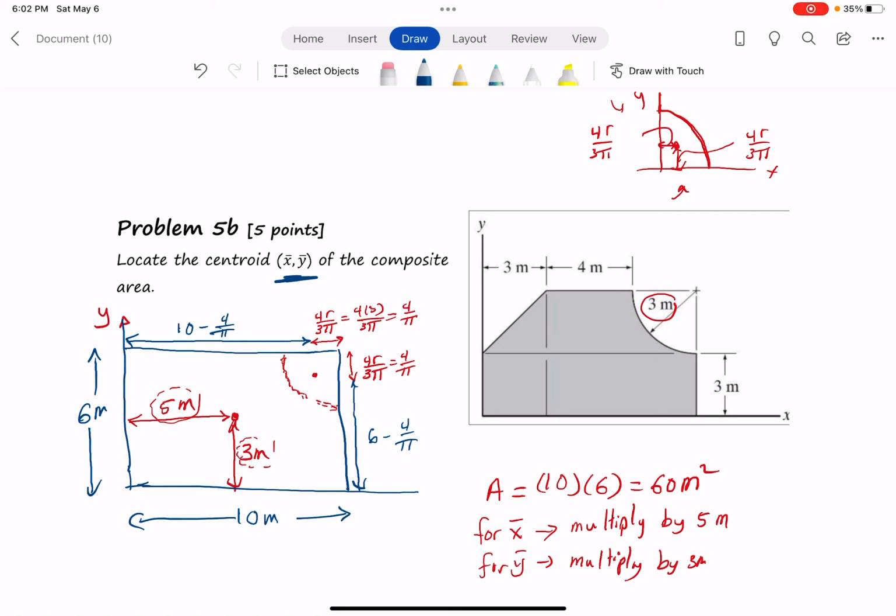So let me look at some numbers. Could you open your calculator? Let me just find out the calculation now. Okay, 4 over pi, 4 over 3.14, minus 6. That's 4.73. So this is 4.73 meters. And then same thing, 4 over pi, 4 over 3.14 minus 10. And that is 8.73.